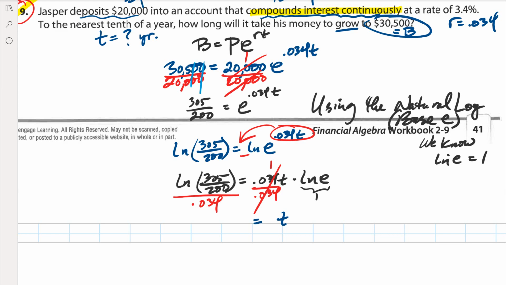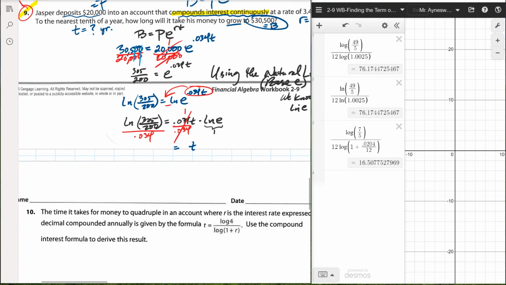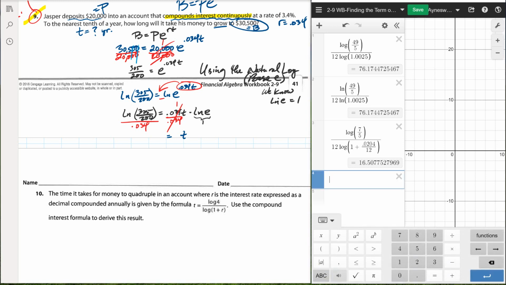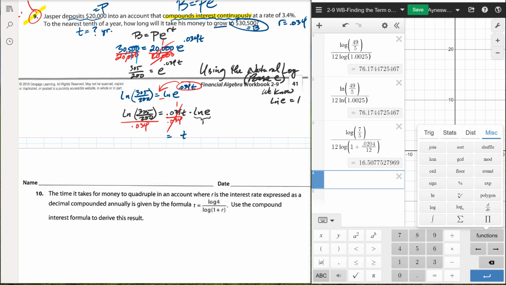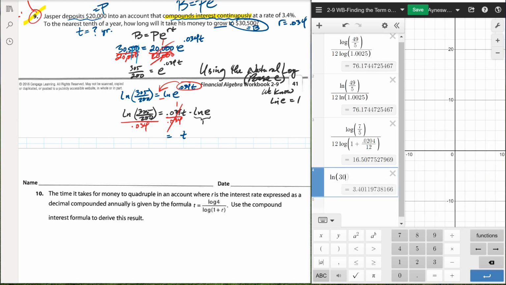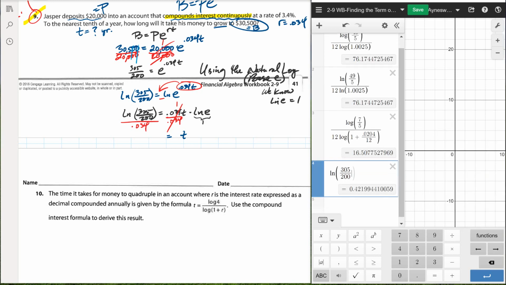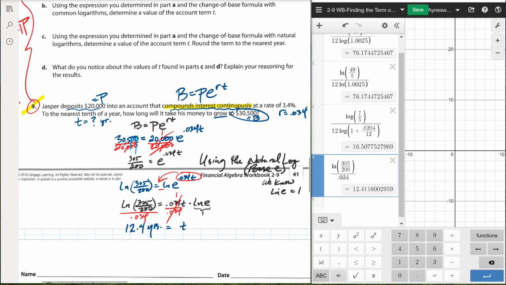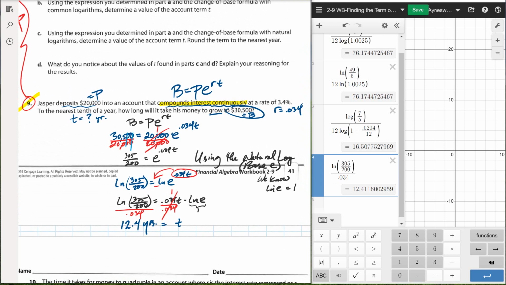Boom, right there. And that is where you kick in Desmos. So let's do that. Just type it in. Functions, natural log, let's enter in our fraction, 305 divided by 200. Close it off before you hit the division button, 0.034, and you get about 12.4. So t is 12.4 years, approximately. And that, my friends, is how you do number 9.